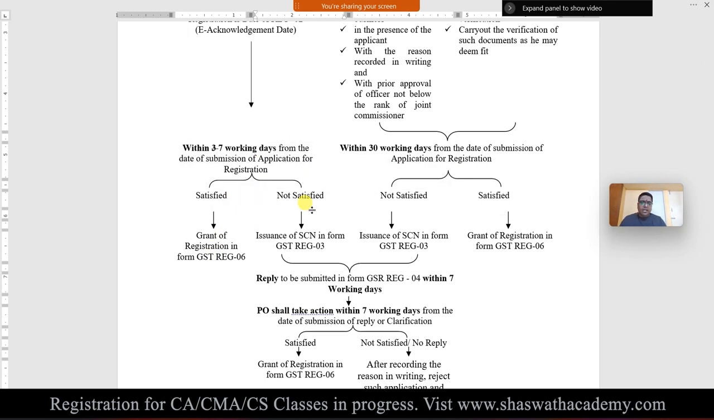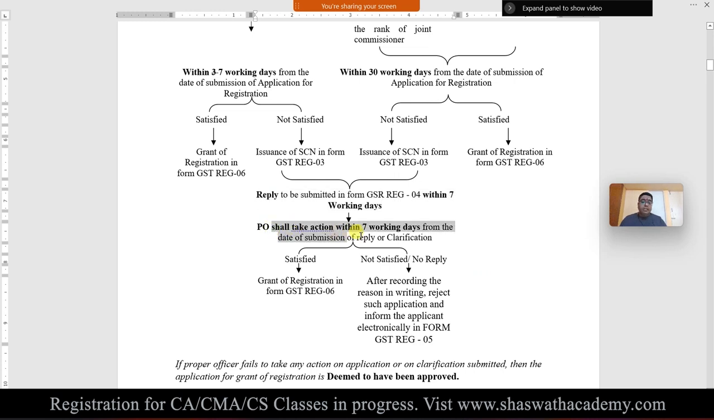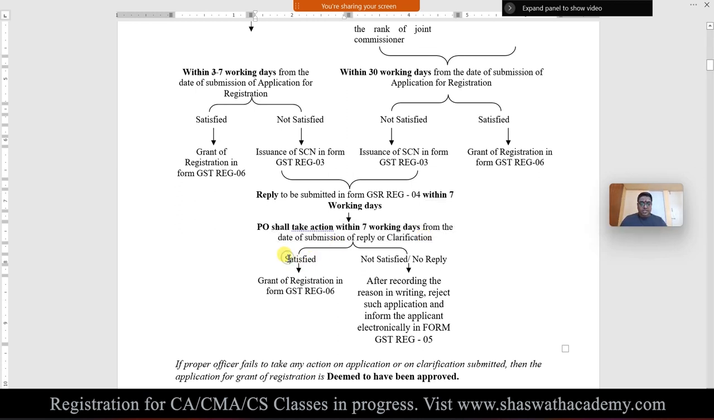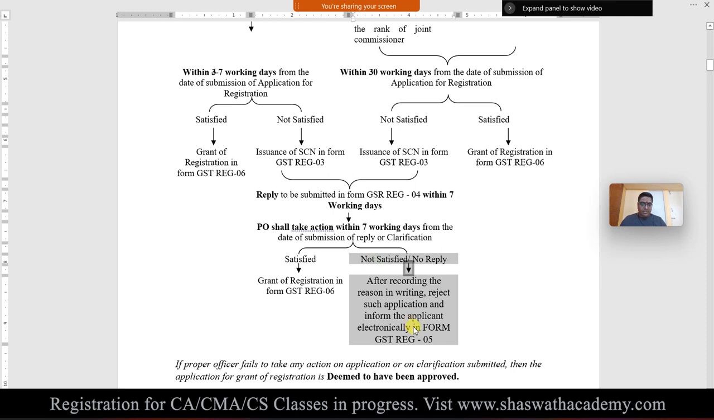If they are not satisfied, they will issue a show cause notice. And you are bound to reply to the show cause notice within 7 working days. If you fail to reply, the application will be rejected. No, sir, I have replied, sir. Then the proper officer, from the date of receipt of reply, within 7 working days, has to verify and come back with his opinion saying whether he is satisfied or not satisfied. My dear, if he is satisfied, he will grant the registration. If he is not satisfied, he will not grant the registration.